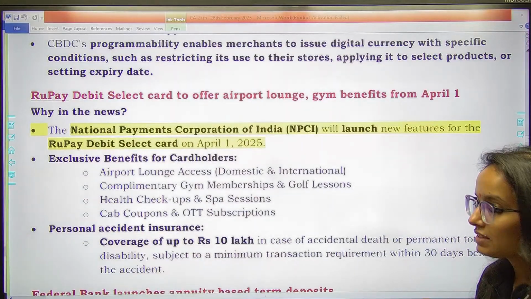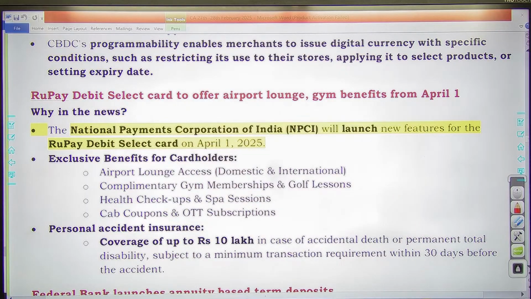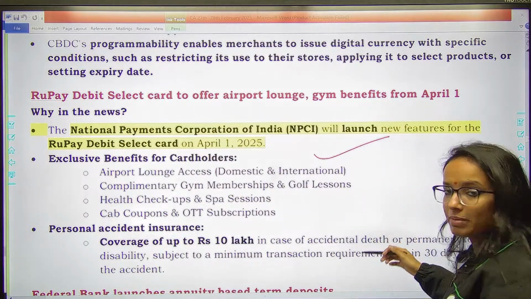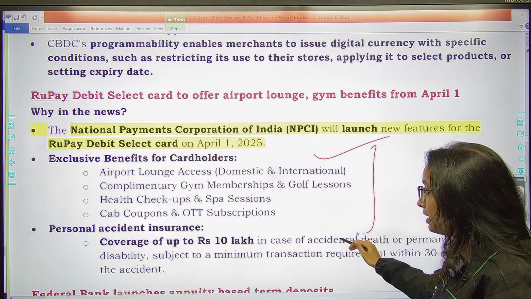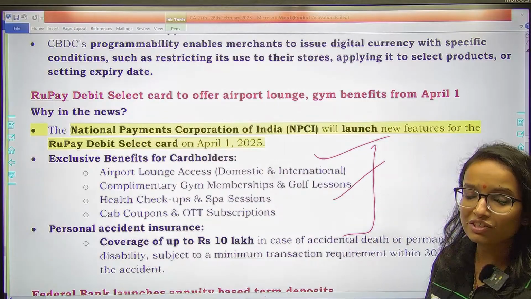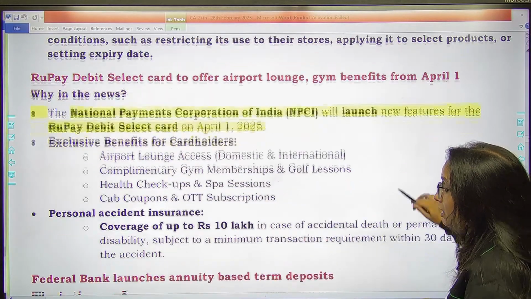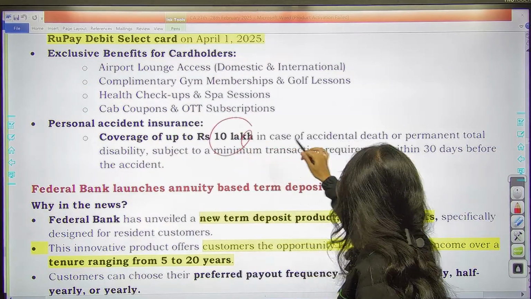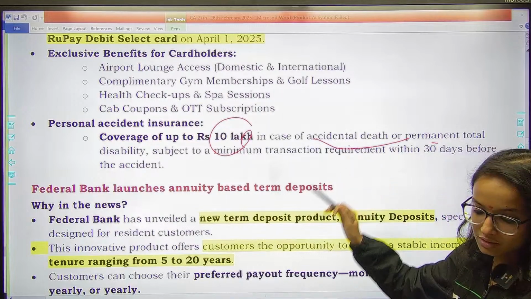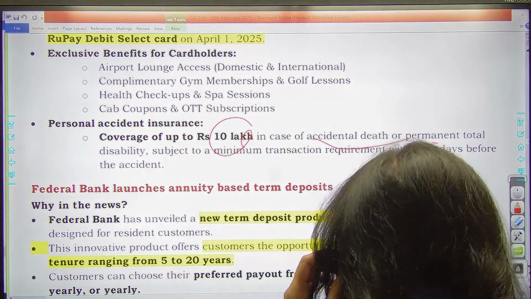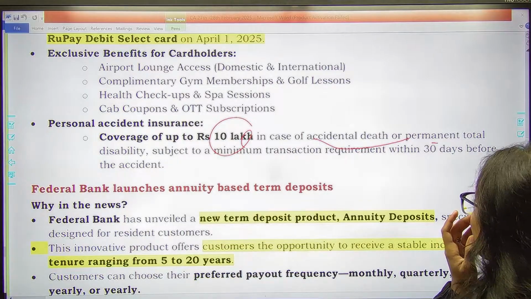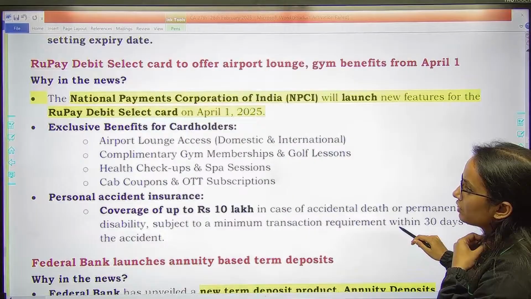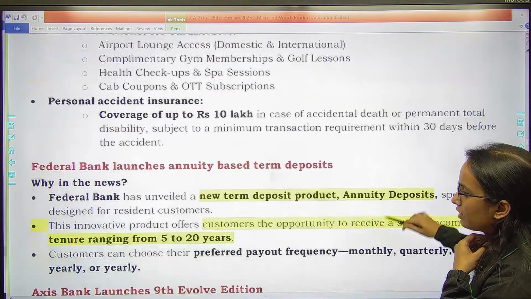The next is NPCI. NPCI will be launching new features for RuPay Debit Select Card on 1st April 2025. What are the benefits? Airport lounge access मिलेगा आपको, complimentary gym membership, health checkups and all these facilities will be provided. Also, personal accident coverage up to rupees 10 lakh in case of accidental death or permanent total disability, subject to minimum transaction requirement within 30 days before the accident. These are certain features RuPay Debit Select Card would be offering.